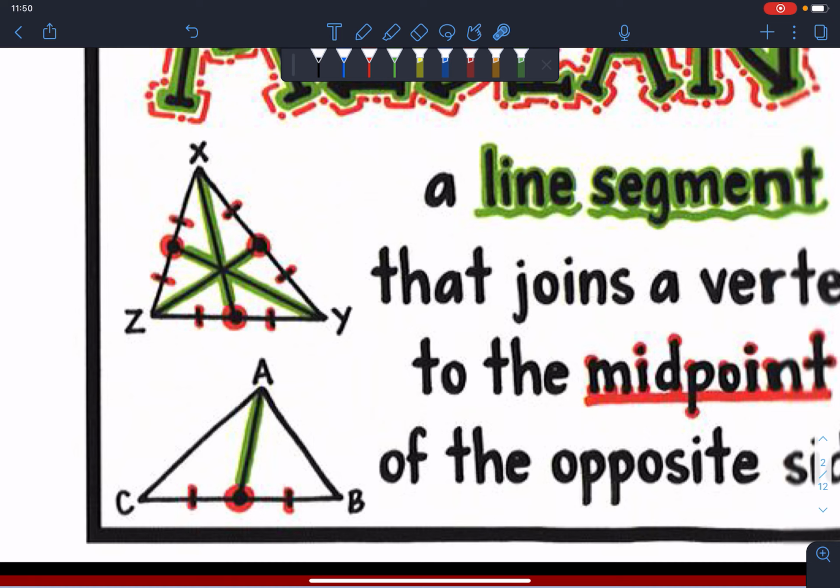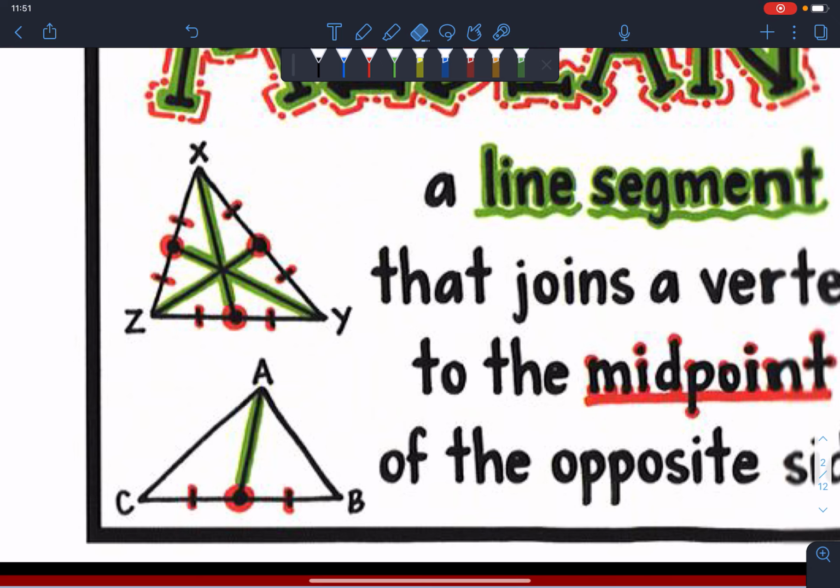Since the triangle has three vertices, if I connect those three vertices to the opposite sides, as you see in this triangle, you'll notice that the segments intersect at a common point. This point, which I'll highlight in red, is called the centroid of the triangle. The centroid cuts the medians into two parts: a segment from the centroid to the vertex, and a segment from the centroid to the midpoint on the opposite side.